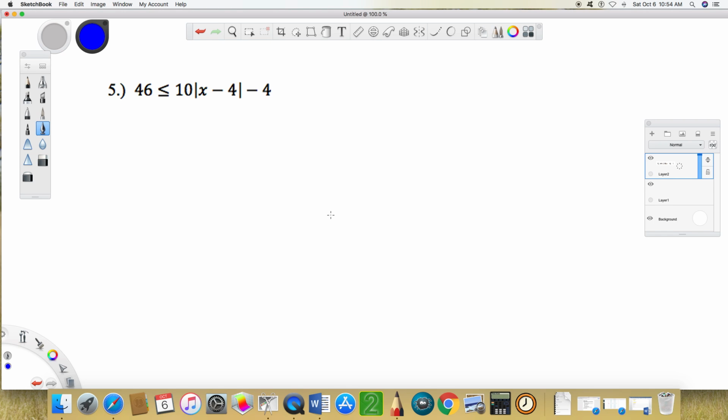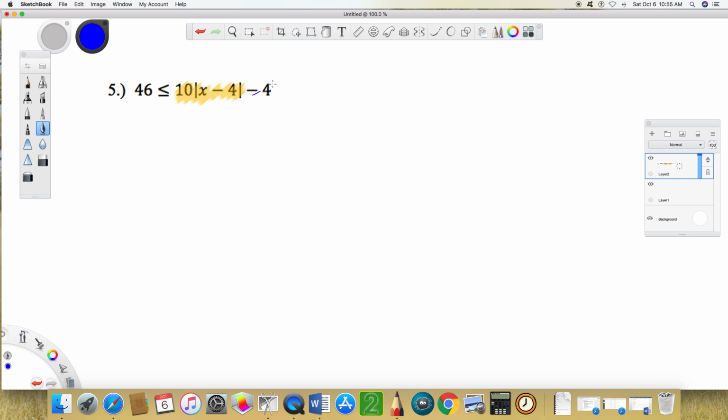Let's solve this absolute value inequality. When we look at it on the right-hand side, we see two terms, and the term of interest is the one that contains our absolute value. So let's get this term by itself.